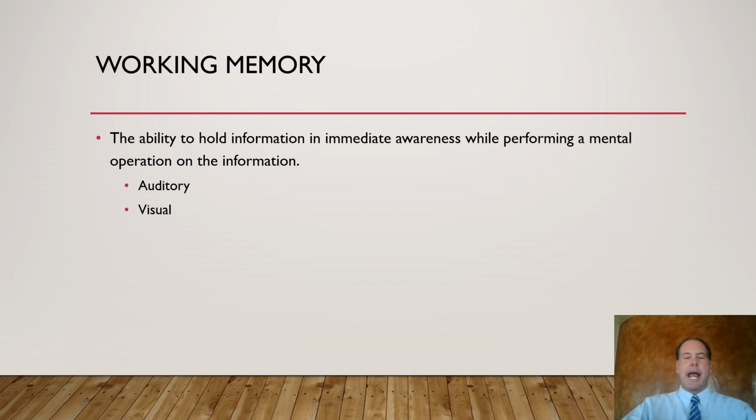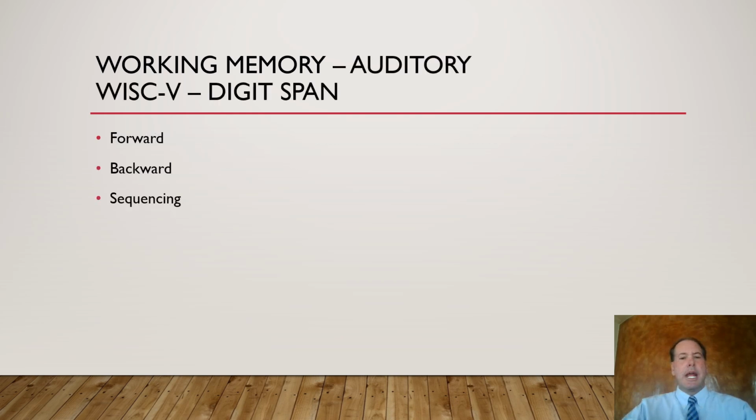Another thing we look at in these types of assessments is what's called working memory: the ability to hold information in immediate awareness while performing a mental operation on the information. We usually look at working memory in 2 formats, auditory and visual. When we do auditory memory, the WISC-5 has a really nice subtest called digit span, and it looks at working memory by giving digits, and the student or client has to repeat them either forward, backwards, or in sequence. In this case, it's from lowest to highest.